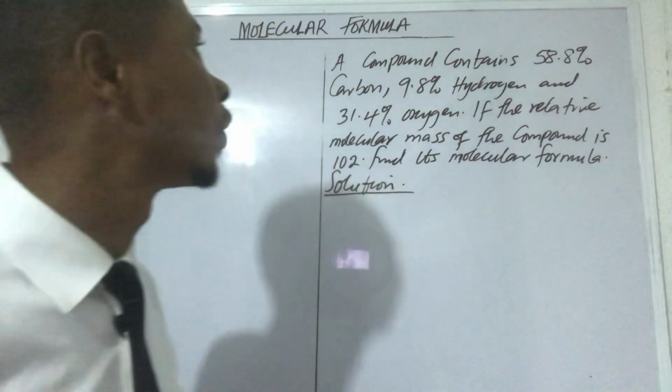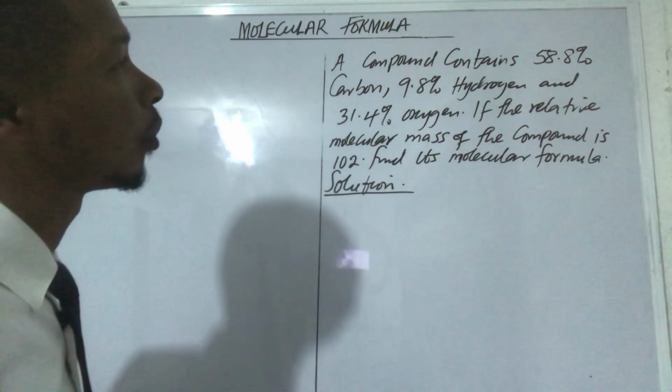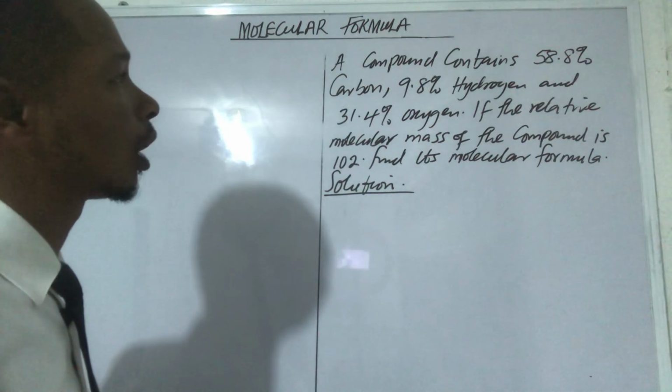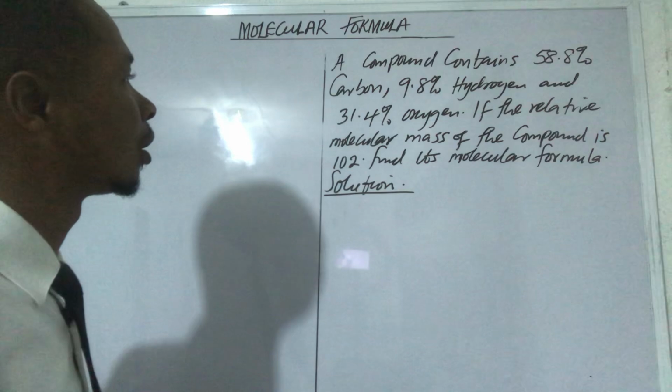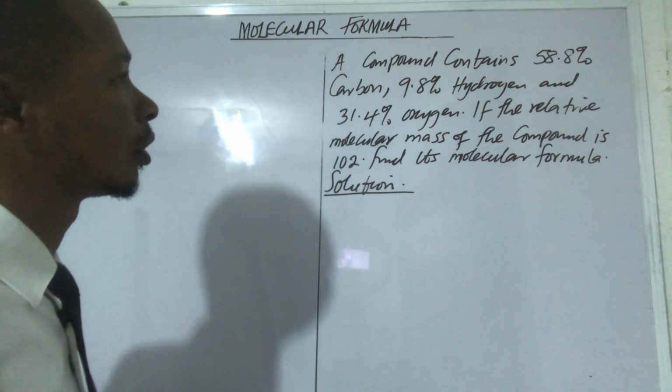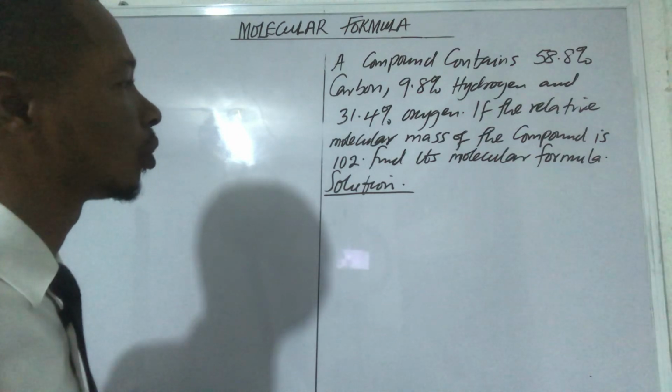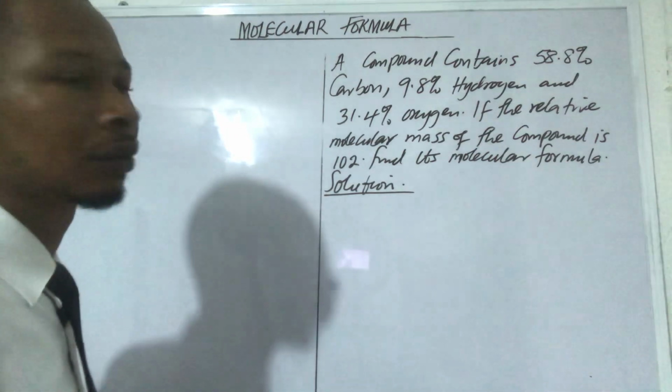Let's watch. Now, a compound contains 58.8% carbon, 9.8% hydrogen, and 31.4% oxygen. If the relative molecular mass of the compound is 102, find its molecular formula.